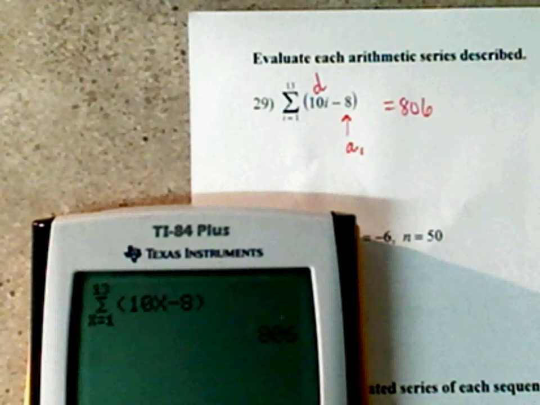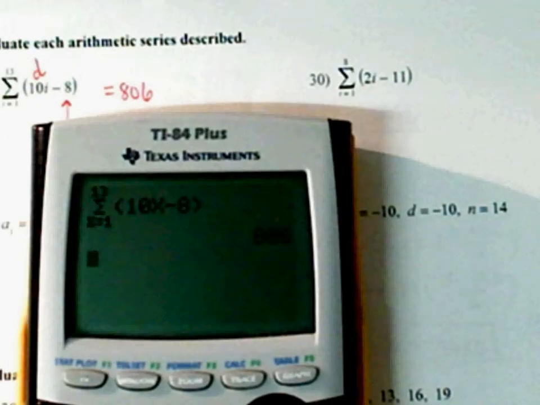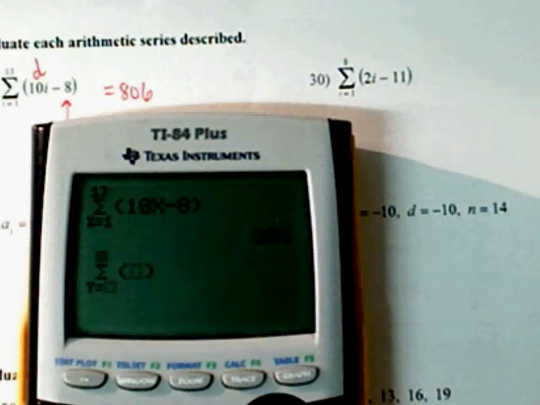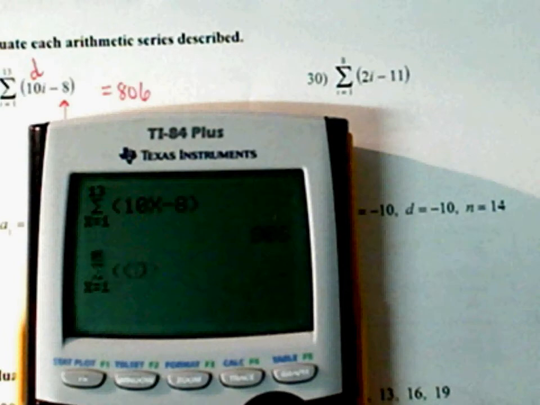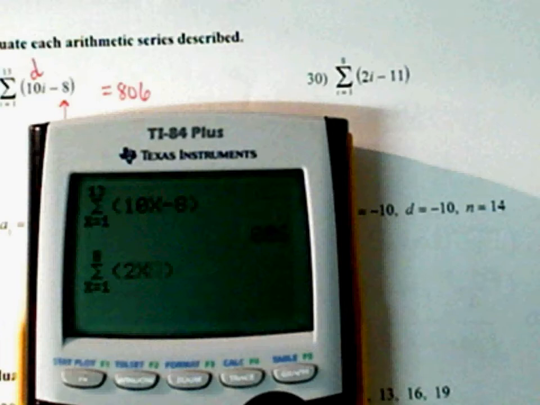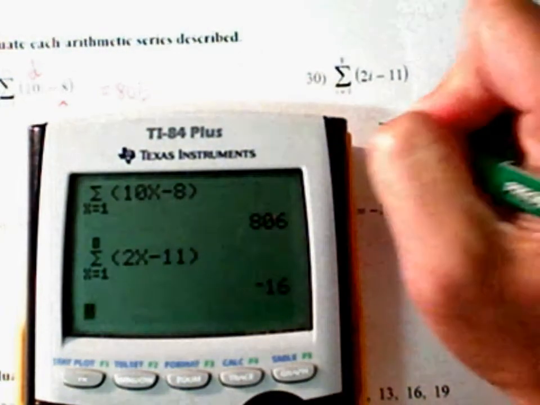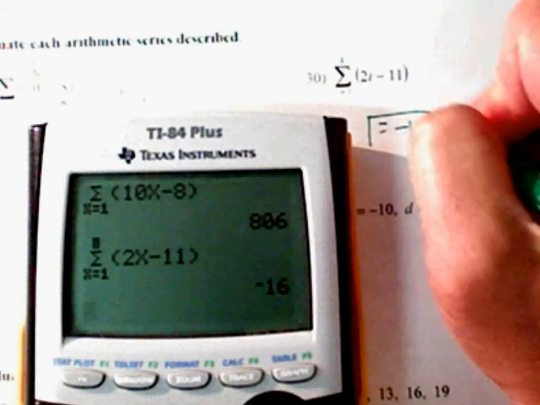Alright, number 30. Let's do the same thing. Math, 0. Your X is 1. Right click. Oops, let me go back. X, right click. 1, right click. I want 8 terms, and my formula is 2x minus 11. Okay, by the way, it's linear because it's arithmetic. This turns out to be negative 16.